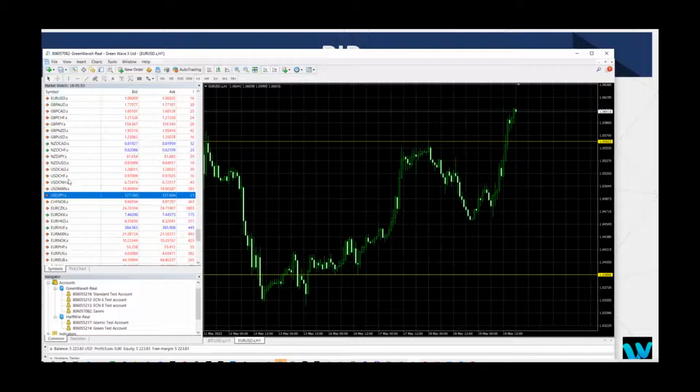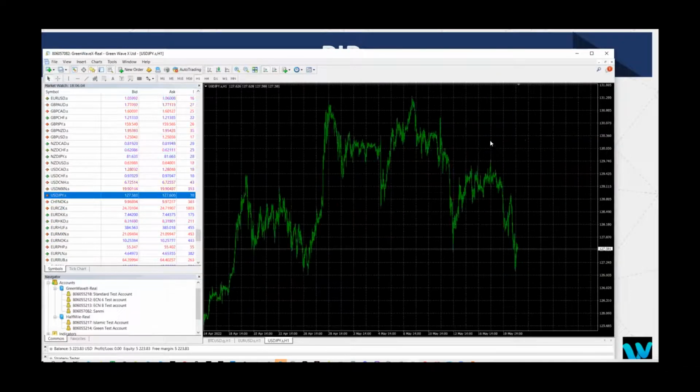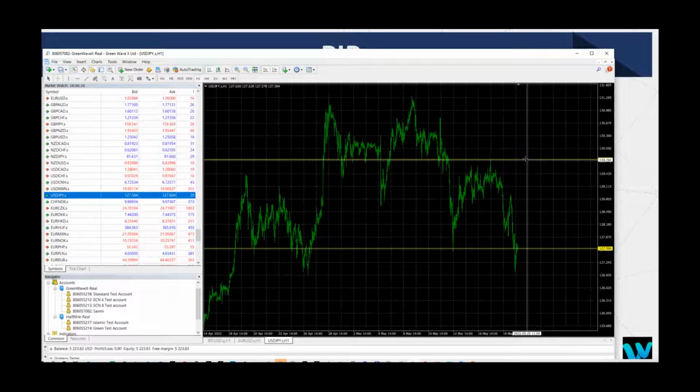Let's bring US dollar Japanese yen here. I'll right click and chart window. And then this is US dollar Japanese yen. So let's look at the number of pips. It's still the same thing. You put this one here, and let's say we're looking at these 2 levels. I want to calculate the number of pips between these 2 levels. So you just click here, come to the first one. It's not there. Come to the first one.